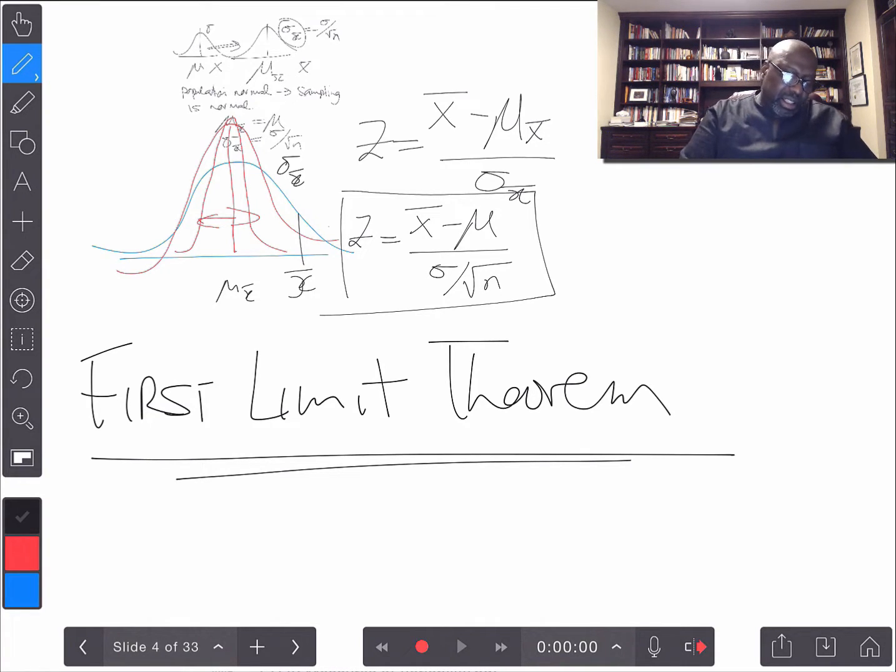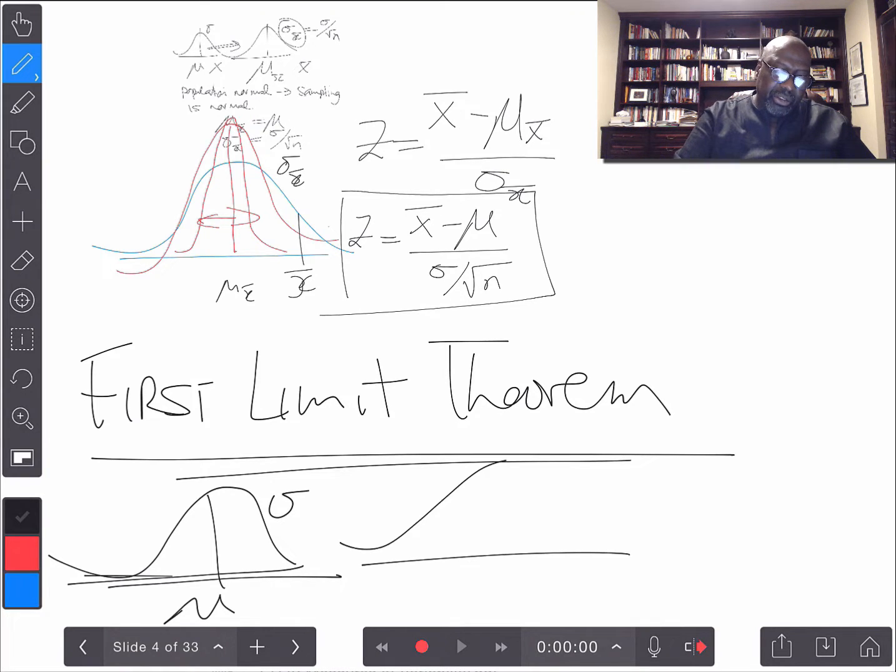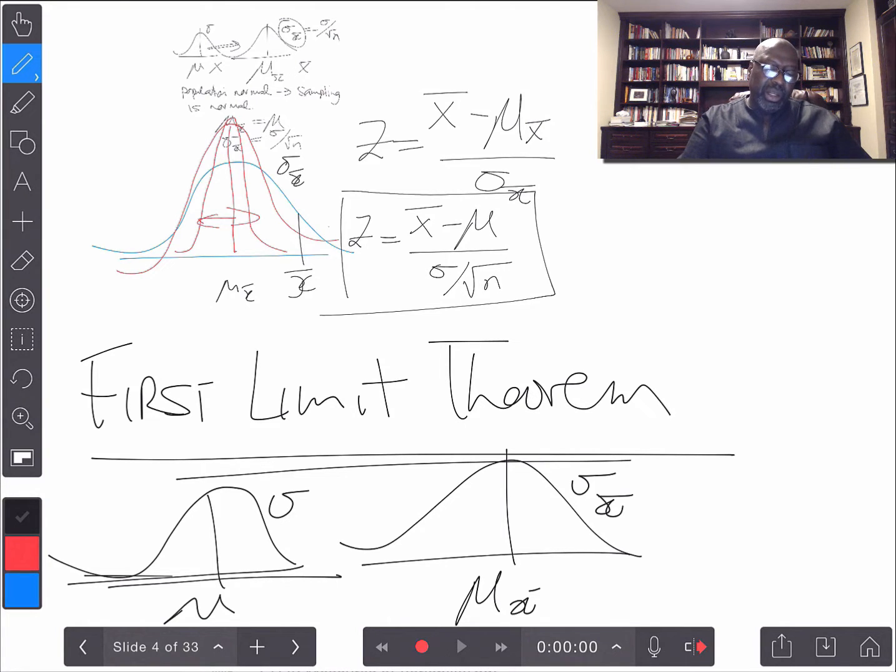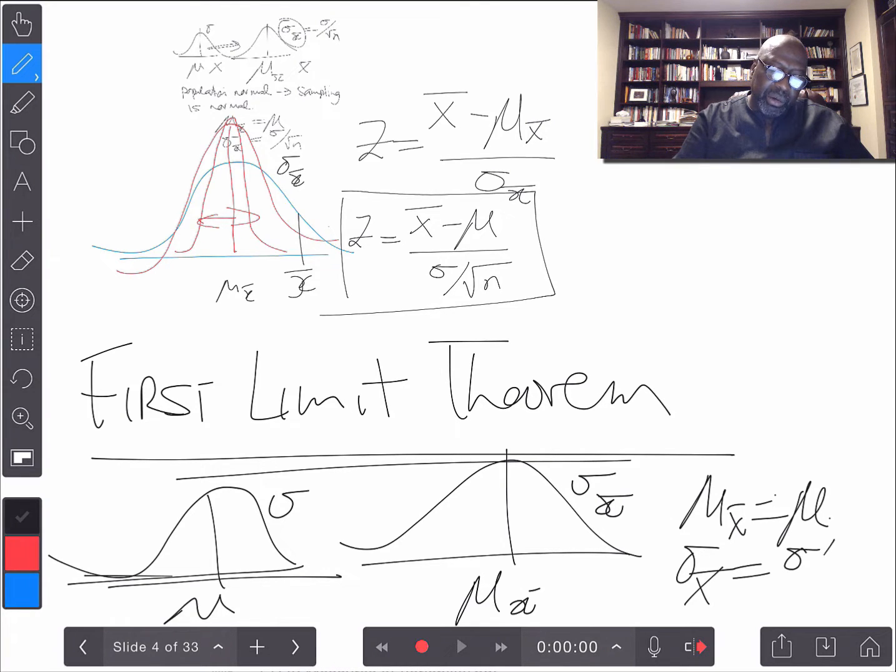So that is, if the population is normal, just to do a schematic of that, mu, sigma, then the sampling distribution is also normal, mu x bar, sigma x bar. But then there's a relationship between them. What's the relationship? Mu x bar is equal to mu, and sigma x bar is equal to sigma over the square root of the sample size. That's the relationship between them.